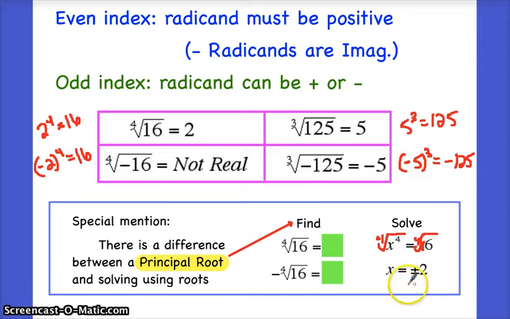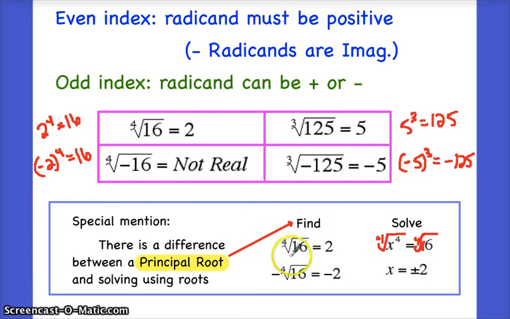However, if you're finding a principal root, if you're not solving an equation, you're just answering the question saying, what is the principal fourth root of 16? The answer is 2. What is the negative fourth root of 16? Well, the negative outside the root means I can still find my root. Fourth root of 16 is 2. Negative in front of it would be negative 2. However, those are two separate answers, unlike solving the equation that just happens to have two solutions rather than one.